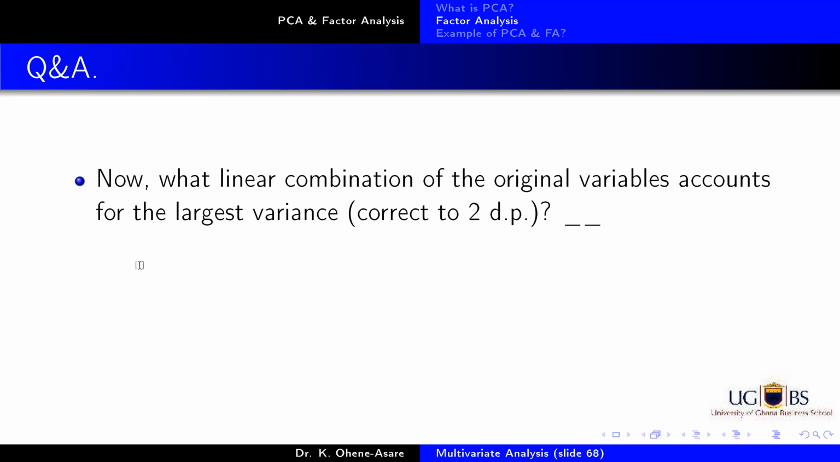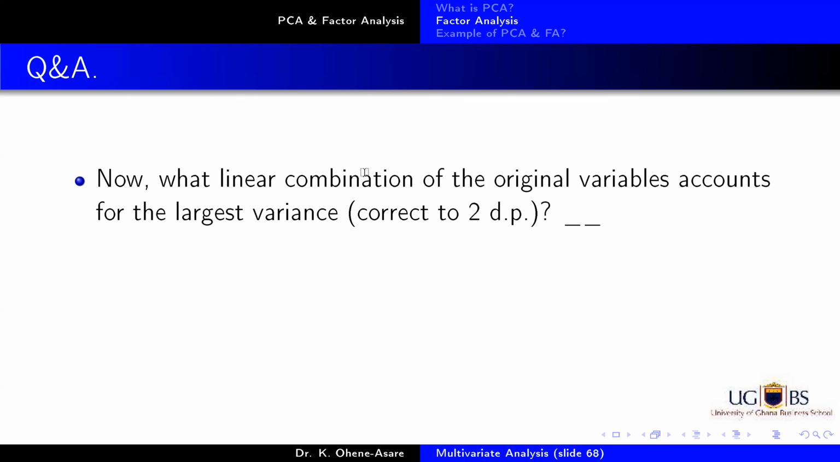So, what linear combination, this is the most important one, what linear combination of the original variables accounts for the largest variance? Correct to 2 decimal places. This is a good question. This is a deep question. What linear combination of the original variables accounts for the largest variance? So the first question is this.